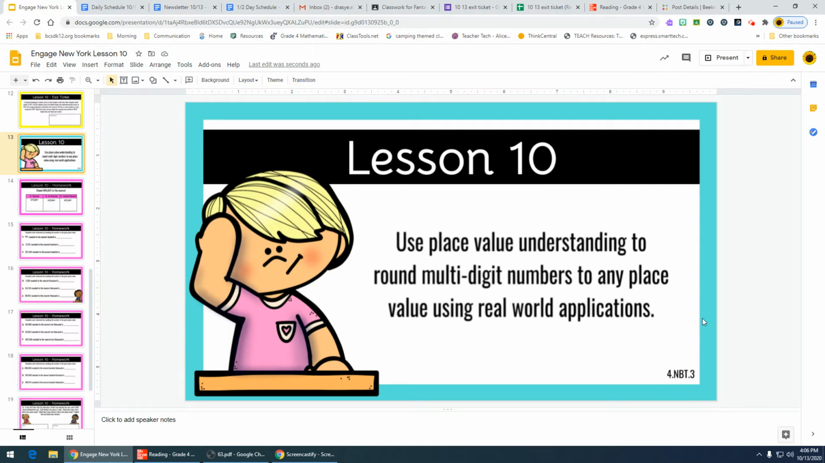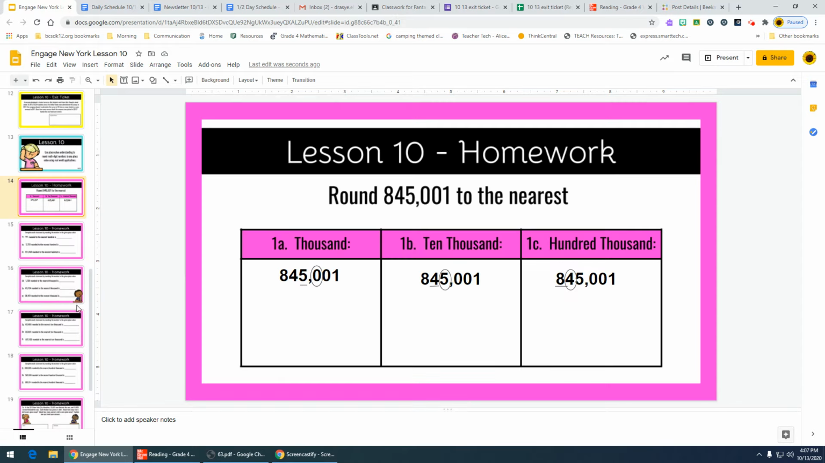The objective of today's lesson is to use place value understanding to round multi-digit numbers to any place value using real world applications. So we have this number, 845,001, and we're going to round it to different place values: the thousands place, the 10,000s, and the 100,000s.